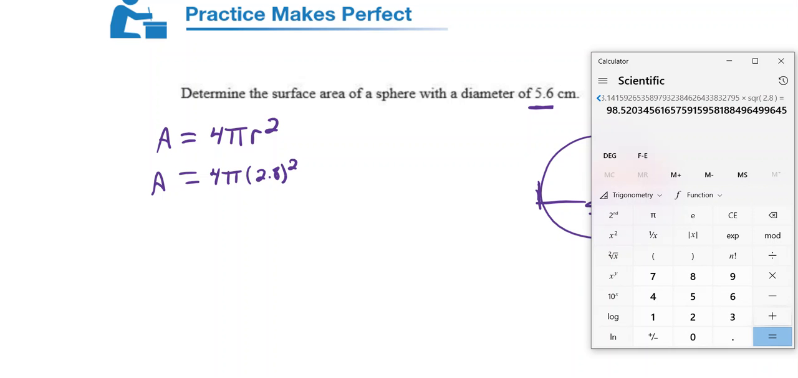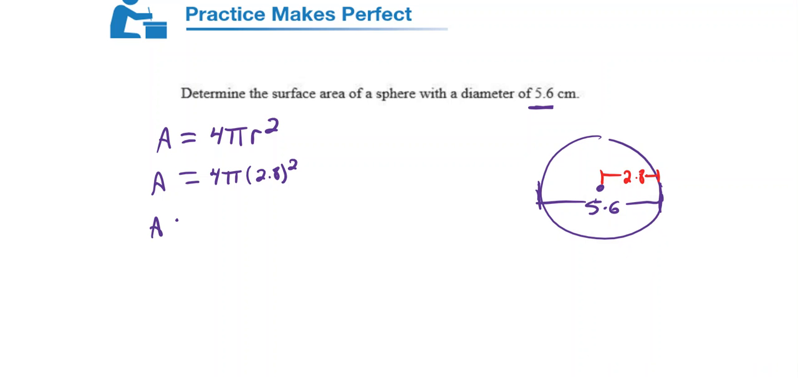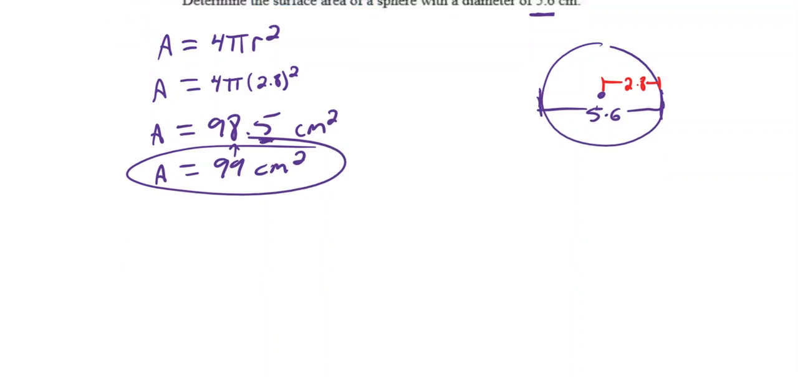I get 98.5. So the area is equal to 98.5. You could leave it like that, 98.5 centimeters squared because we're looking for the surface area. But it might also be rounded, so the area is equal to 99 centimeters squared, since the 5 rounds up. It depends on what they're asking for there.